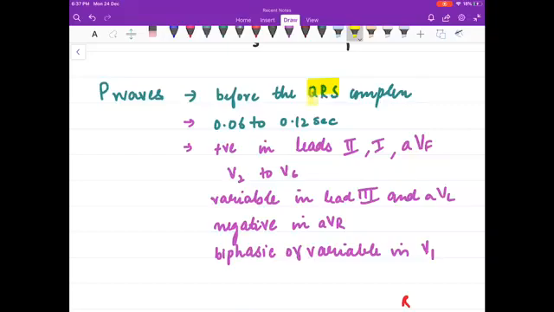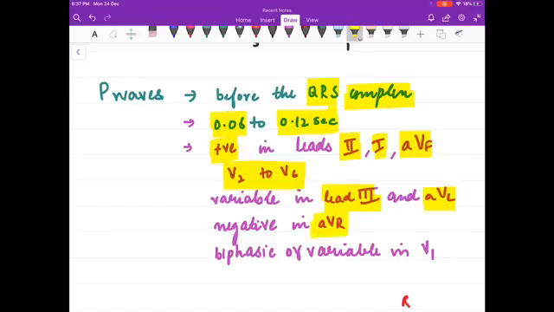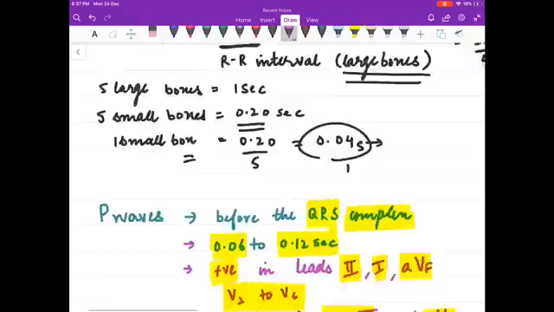P waves come before the QRS complex. Their normal duration is from 0.06 to 0.12 second. They are positive in lead 2, lead 1 and lead AVF and leads V2 to V6, and they are variable in lead 3 and lead AVL, and they are negative in AVR and biphasic in lead V1. So what do you understand by biphasic? Biphasic means this. Okay, so I will show you.